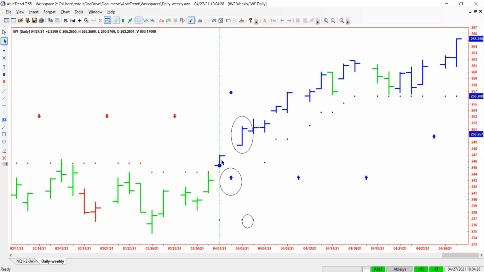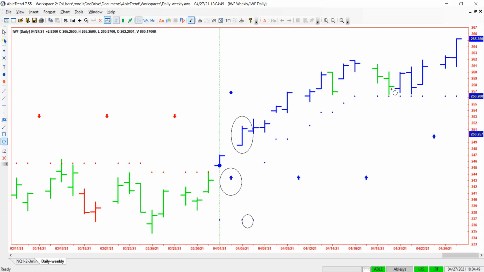Now we're waiting for the weekly to agree. Okay, great. It agrees. There's the weekly indicator. So we've got the daily, we've got the weekly, dot, an arrow, a blue bar. We're long here at 252. Still in it at 265. That's a nice little trade there of about $13 in about 3 weeks or so.